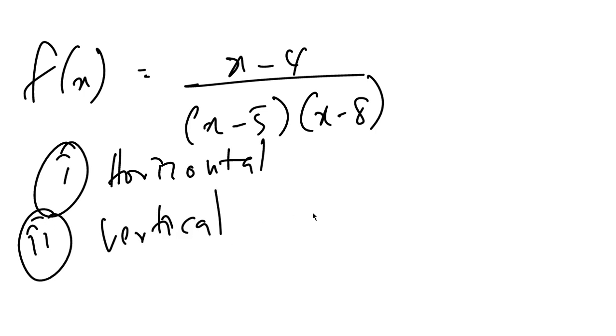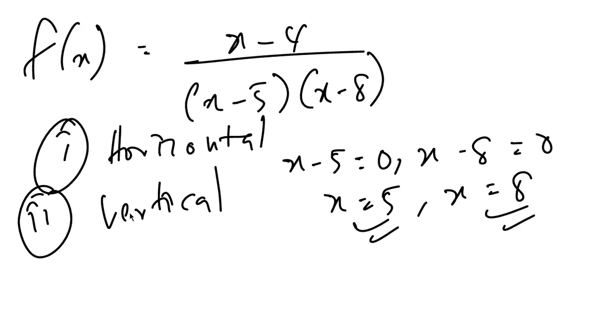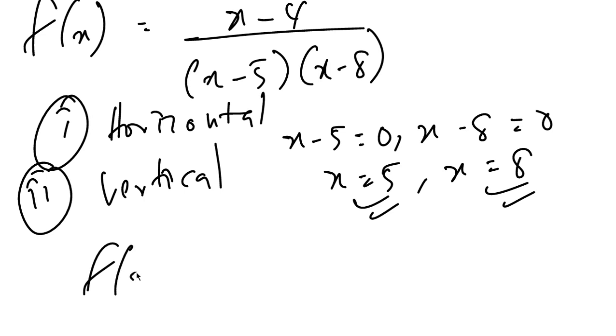Vertical. Let's determine vertical first. Right, so he asks for the vertical. Simply equate the denominator to 0. Now x minus 5 equals 0, x minus 8 equals 0, so x is equal to 5, x is equal to what? 8. So these are the two vertical asymptotes.